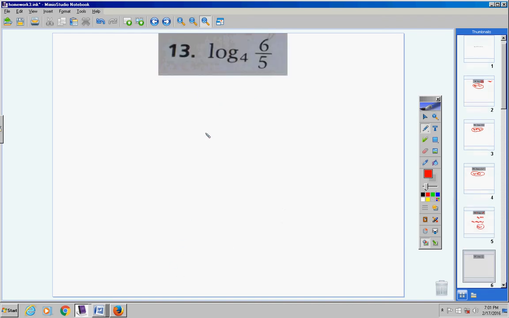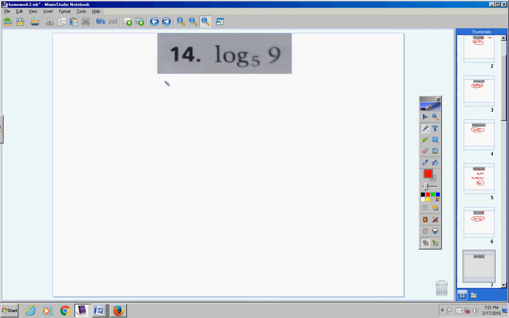Number 13. Okay, now I notice my argument is dividing. Everybody see that? Dividing. How many things am I dividing? A 6 and a 5. So I'm going to write 2 logarithms. My base is 4. And then the top of my fraction would go here. My divisor or denominator goes here. And since they're dividing, I subtract the 2 logarithms. We are done. That's simple. Just that simple. Moving on to number 14.